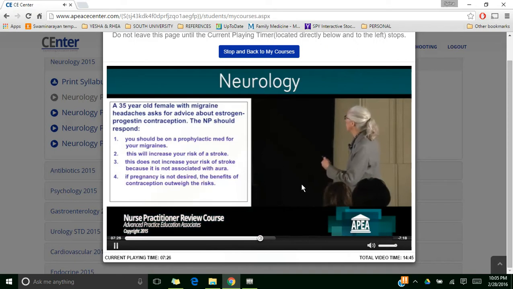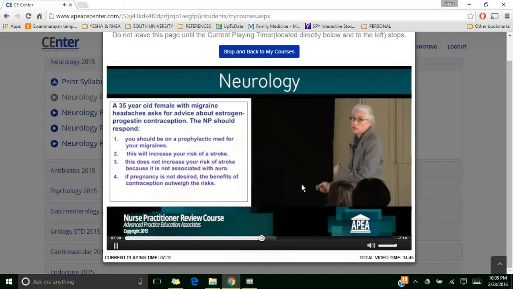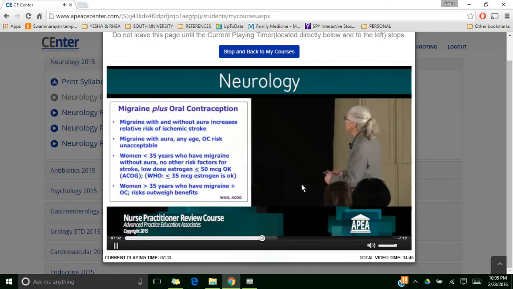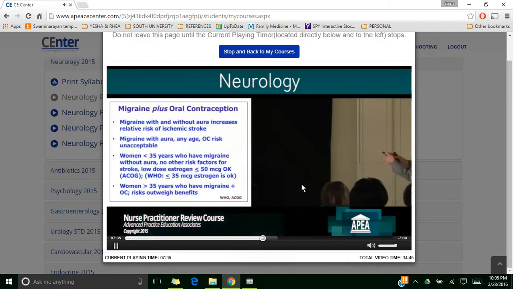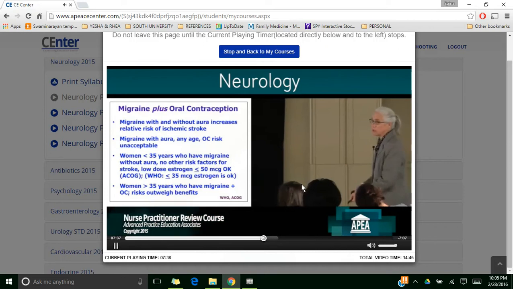With that said, if she's got migraine with aura, it doesn't matter how old she is, the risk of a stroke from an oral contraceptive may be way too much. All right? So that's something for you to consider.